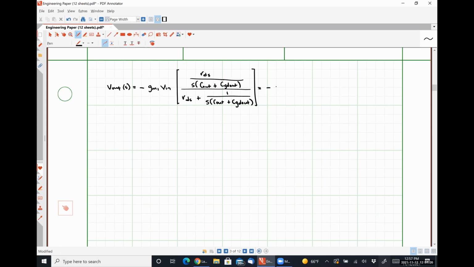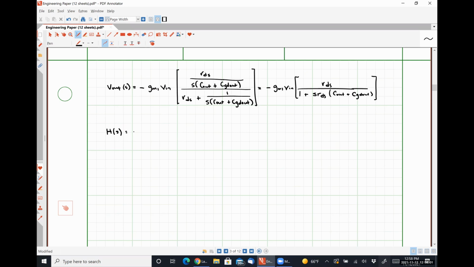And I can call this negative GM1 Vn multiplied by RDS divided by 1 plus S RDS times C out plus CGD out, like so, which lets me define my transfer function very easily.